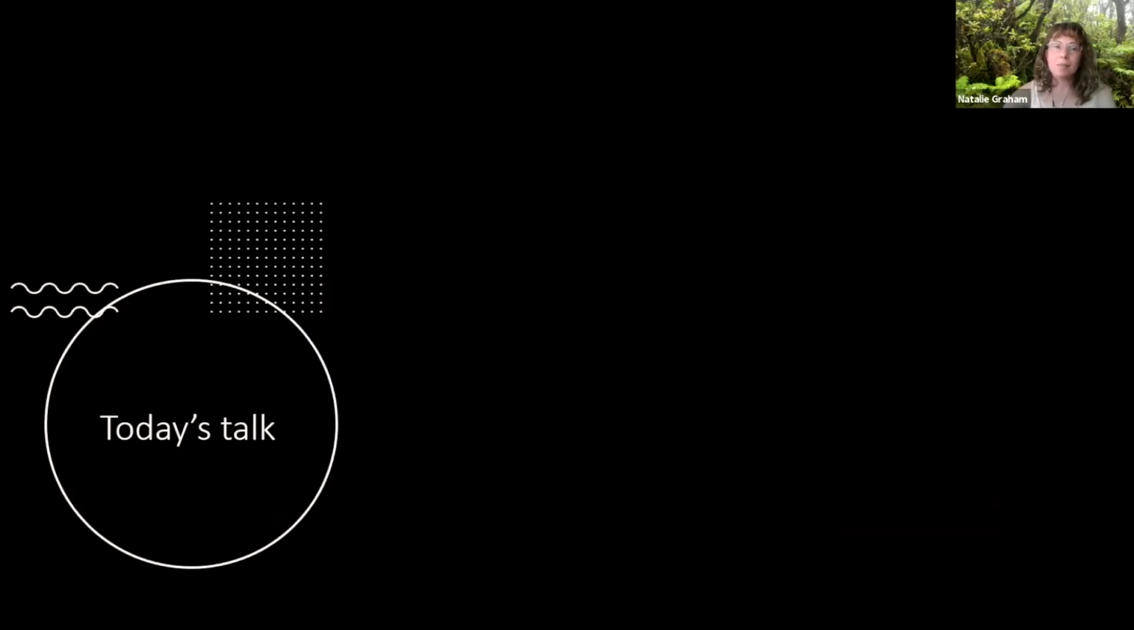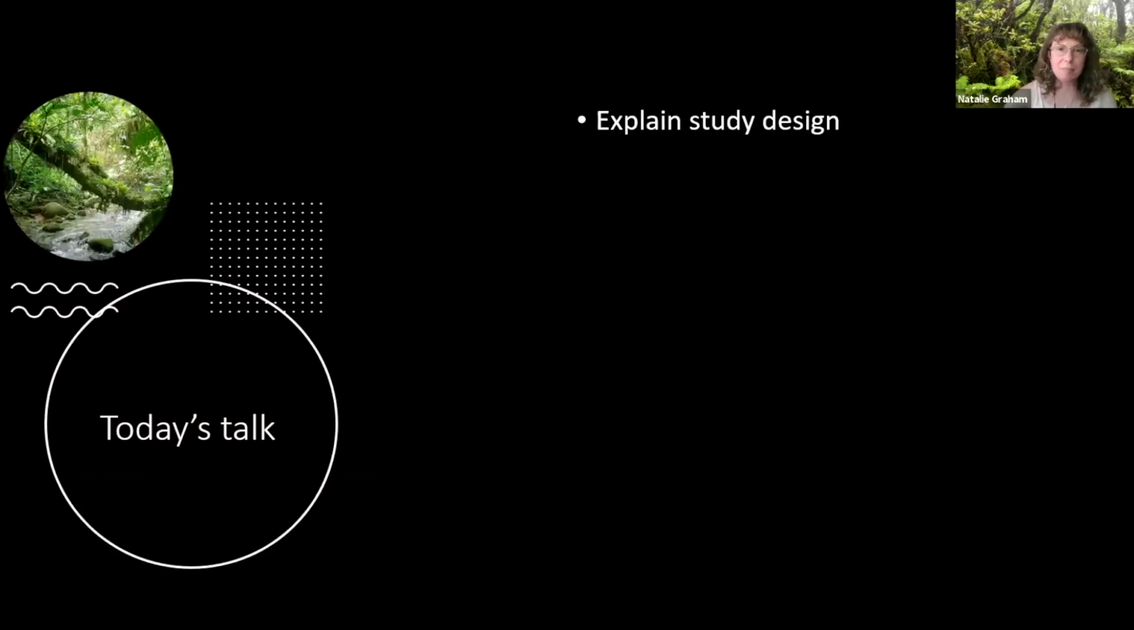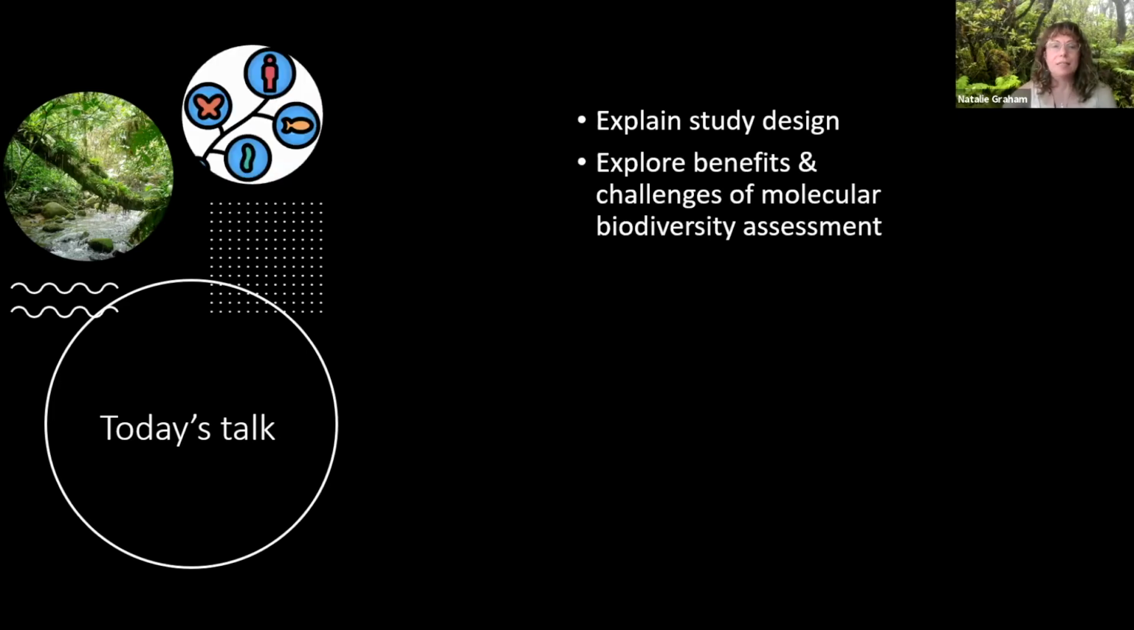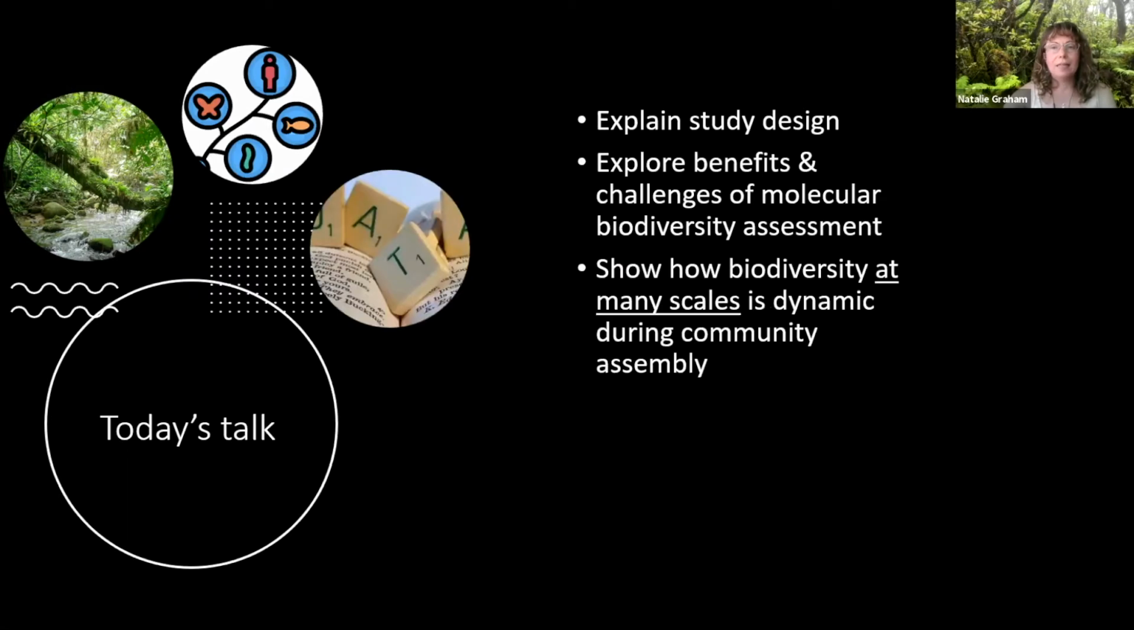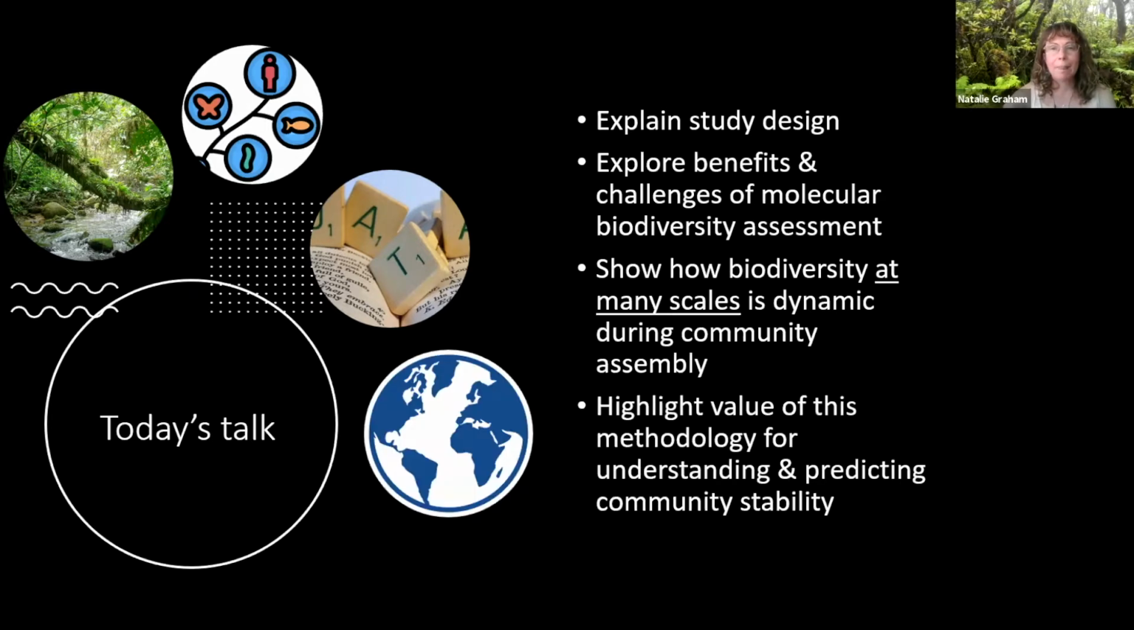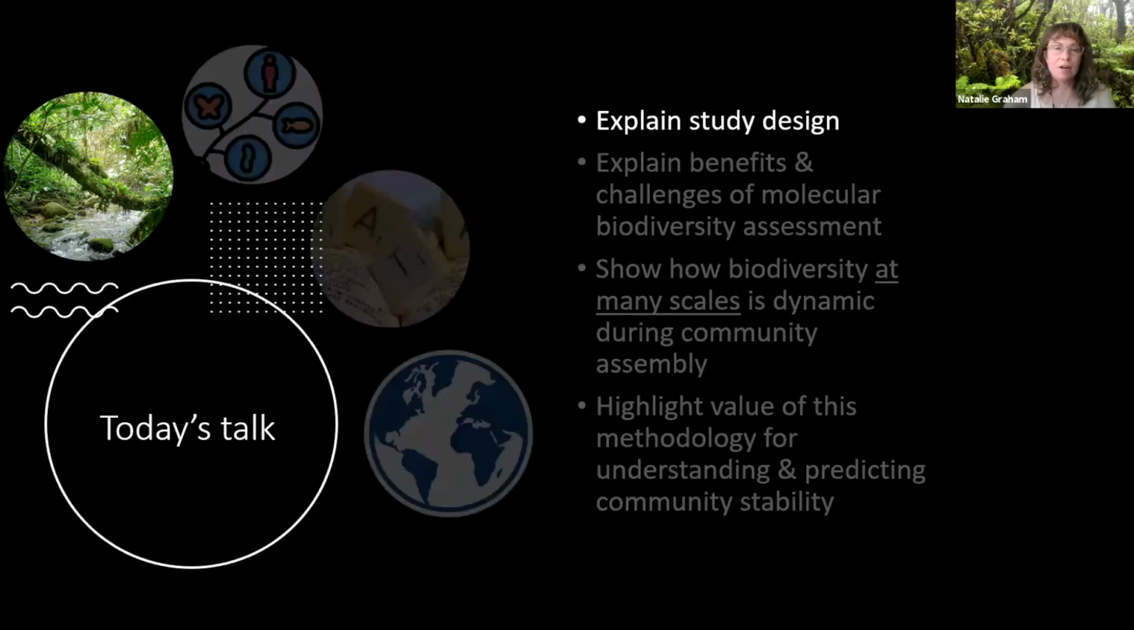So for today's talk, I'm going to first explain the study design, how we were able to isolate the effect of time. I'd like to explore some of the benefits and challenges of molecular biodiversity assessment. And then I'd like to explain to you how biodiversity at these many different scales, this genetic scale, the species scale, and this ecosystem scale, is dynamic during community assembly. And then I'll highlight for you the value of this methodology for understanding and predicting community stability. So our first stop along the way is explaining the study design.